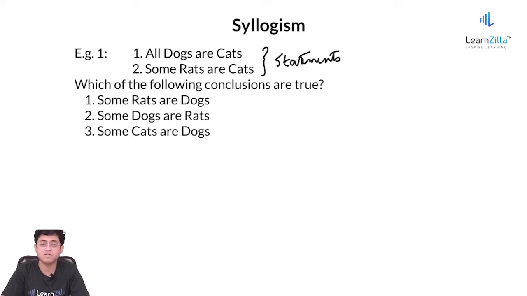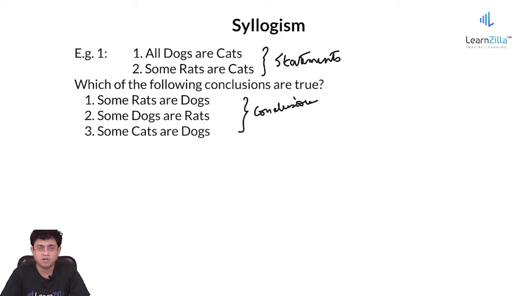And then I have been given a set of 3 conclusions. So these are conclusions. We have to find whether the conclusions are correct or not. So let's start. Let's start solving the problem. So how do we solve this?